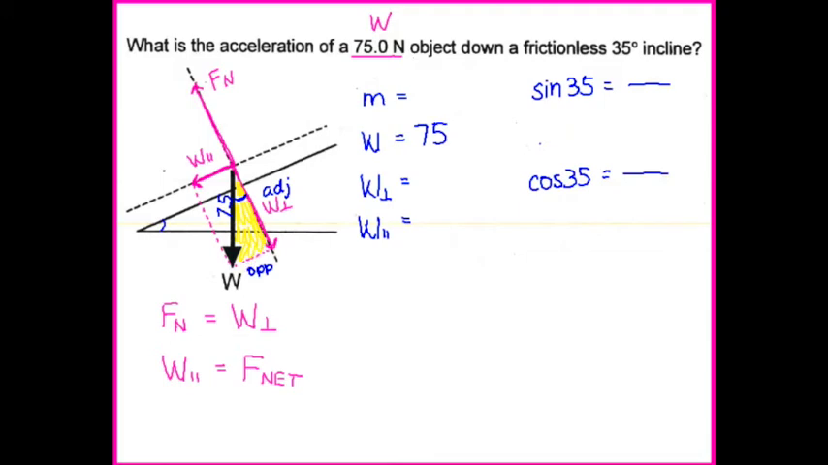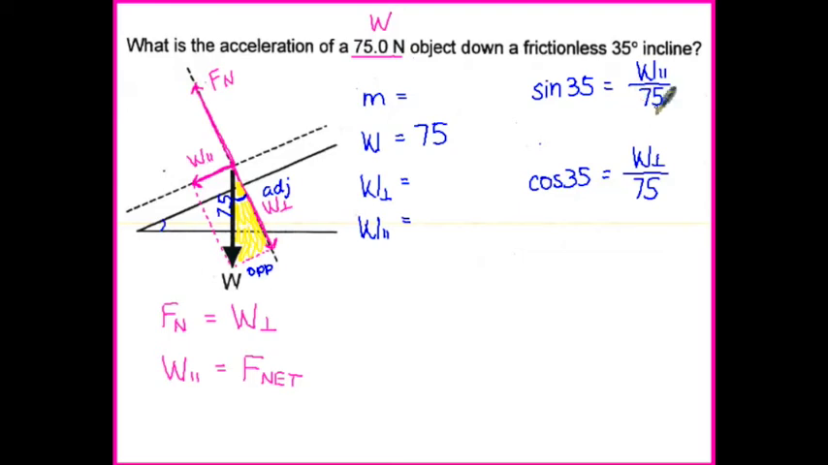So my opposite side is weight parallel. So sine is weight parallel over hypotenuse, and my hypotenuse is the weight, 75. And my adjacent side is weight perpendicular, and my hypotenuse is still the weight, 75. So I'm looking at that yellow triangle, not just memorizing.